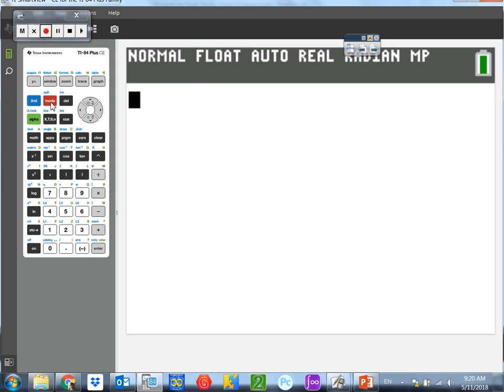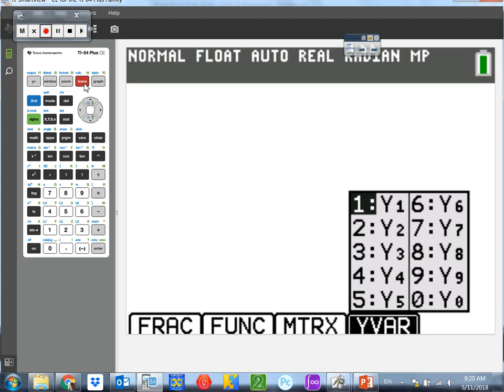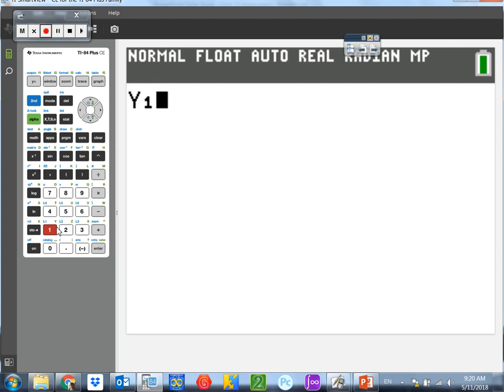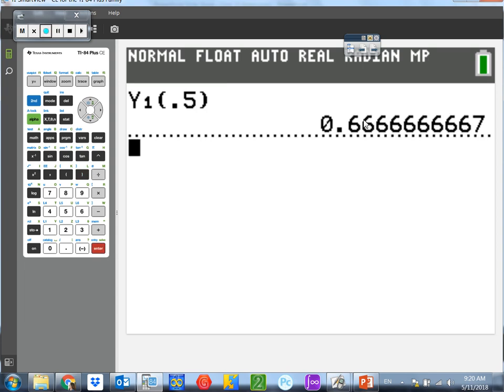So I would go to a blank screen and I'm going to pull down the Y1, so that's alpha trace. And see how I have all my options over here on which Y, wherever I put the equation. We put it in Y1, so I'm going to choose 1. And then that's of, and let's just, our first was 0.5. And so then we have our answer at 0.5. This is basically 0.6 repeating.